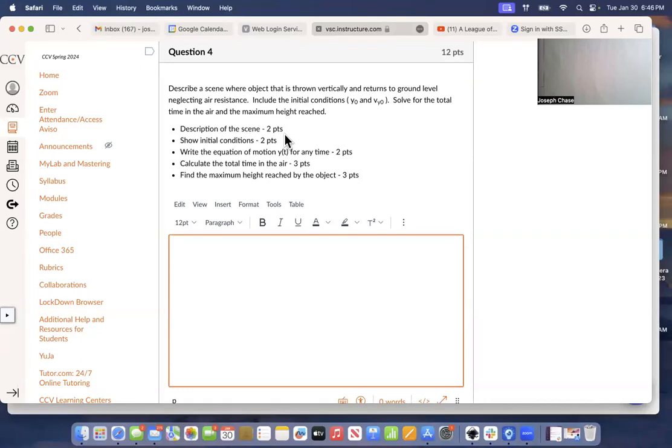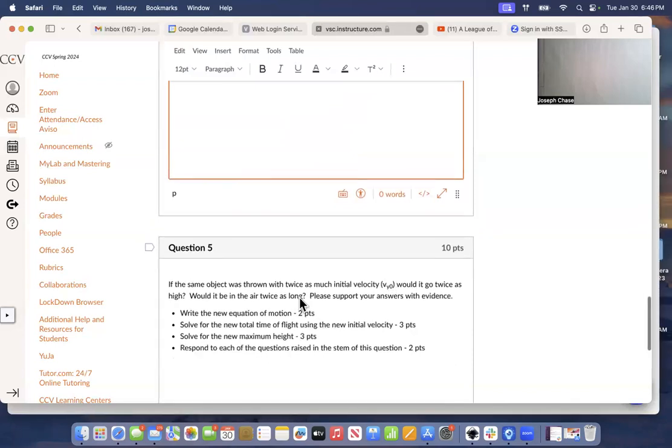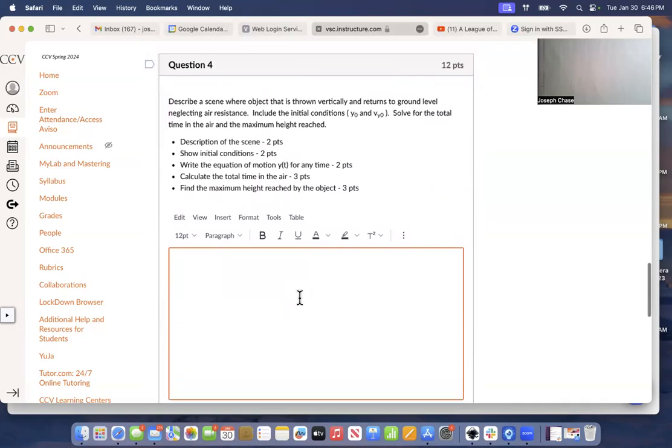Okay, so we can assume that this object is thrown vertically and returns to the ground level. All right, great. So we're going to have to give it an initial velocity, otherwise it's not going to go upward. And we can keep this reasonable, it doesn't have to be too tall or anything like that. And let's just scan and say, if the object was thrown with twice as much initial velocity, would it go twice as high? Would it be in the air twice as long? Okay. All right, so for this question, let's go ahead and come up with a scenario.